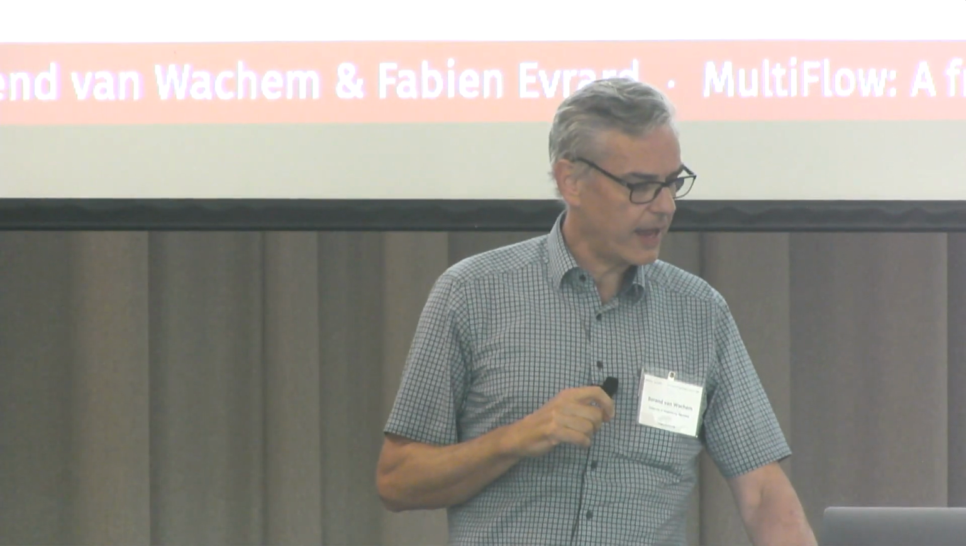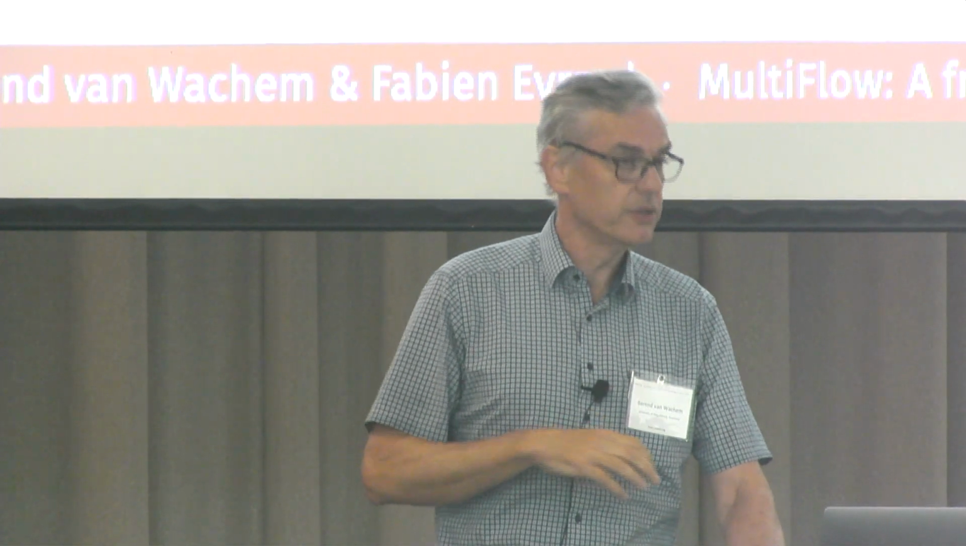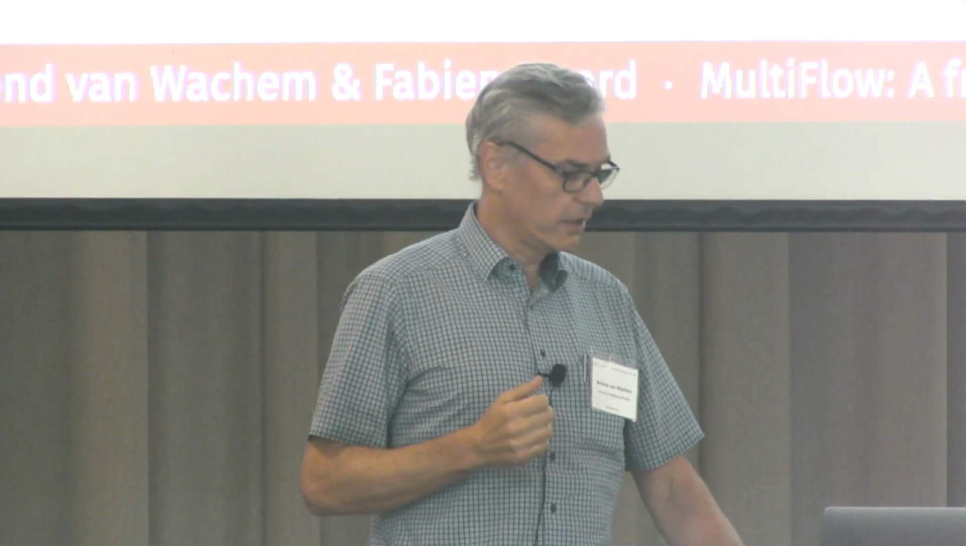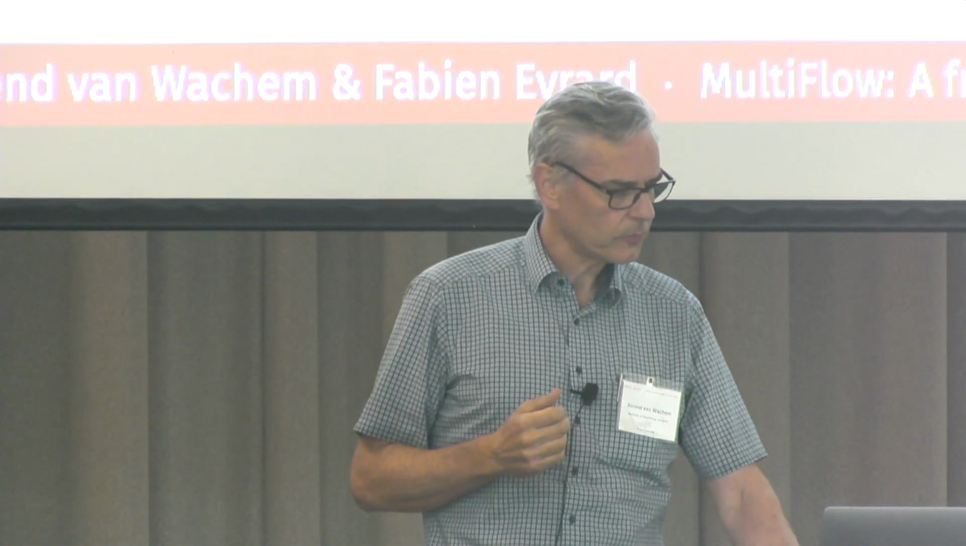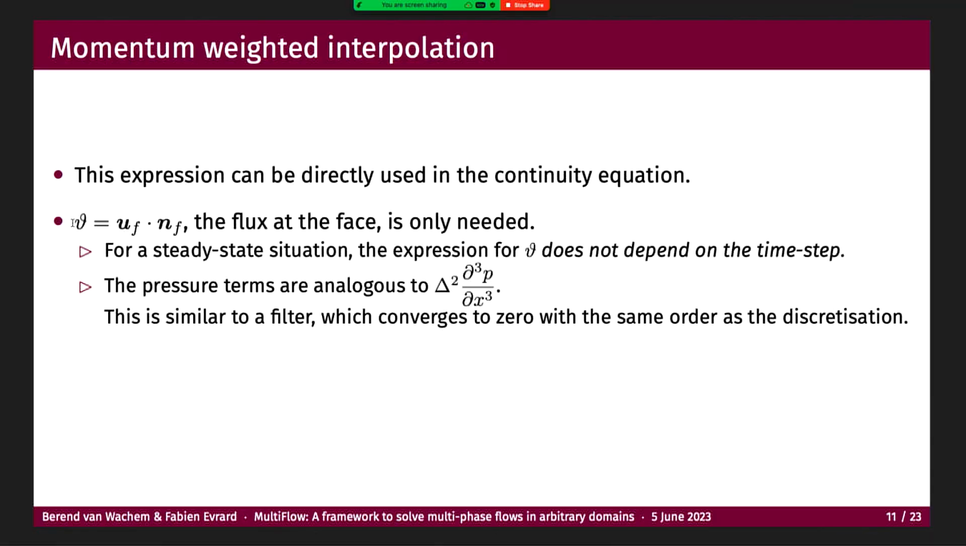So now we have an analogous expression, which is algebraic, for the velocity at the cell face, which directly contains pressure. If we use that velocity to close the continuity equation and discretize that, we have a dependency on pressure directly in our continuity equation. And we can use a more general solver for this. We don't need to know the velocity components at the cell face. We just need to know the net flux, so basically the velocity dotted with the normal of the face.